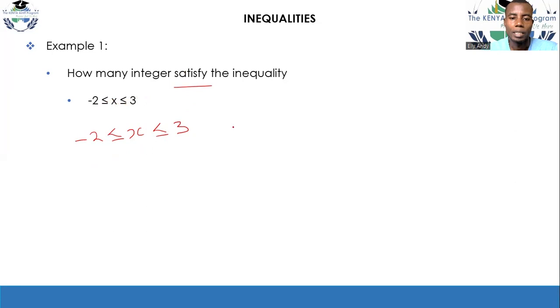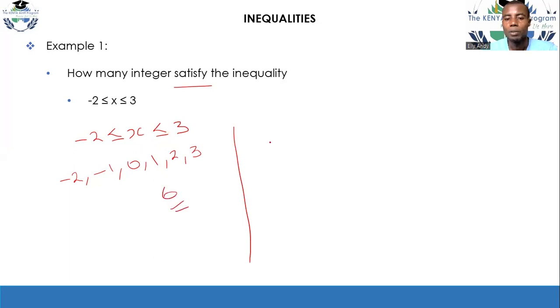So here we can tackle these problems in two main ways. First, we can just list these integers. Now we know that x is greater than or equal to -2. So our integer list starts from there, and then it runs up to 3. So we have -2, -1, 0, 1, 2, and 3. Because x is also less than or equal to 3. So we have 1, 2, 3, 4, 5, 6 integers.